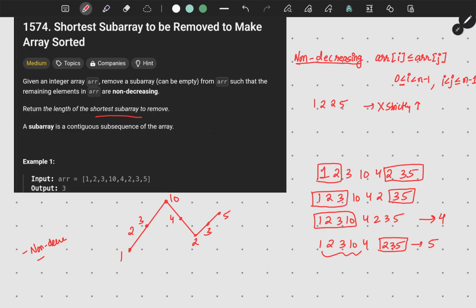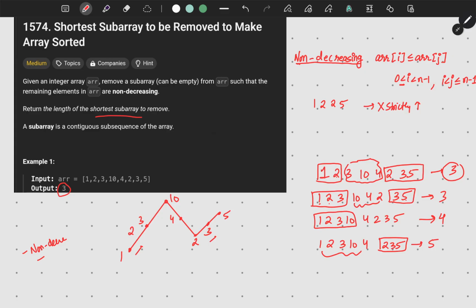And the only way to do that is to consider a few elements from the start and a few elements from the end. So one way that can be done is take 1 2 from the start and 2 3 5 from the end, and remove everything else in between. Now we can see 1 2 2 3 5 is a non-decreasing pattern, and in this case we are removing a subarray of length 3. Another possibility is to take 1 2 3 from the start and then 3 5 from the end, and in this case we are also removing a subarray of length 3. Okay, so the shortest subarray that we can remove is of length 3, and so the answer is 3.